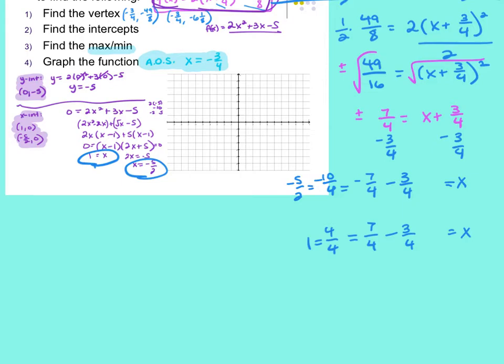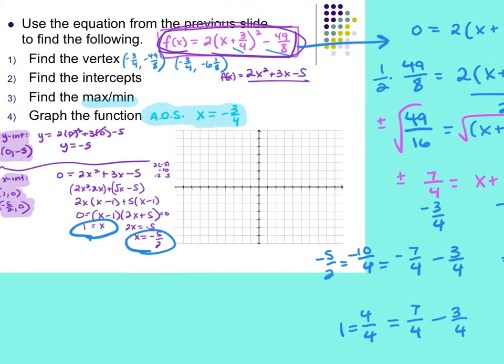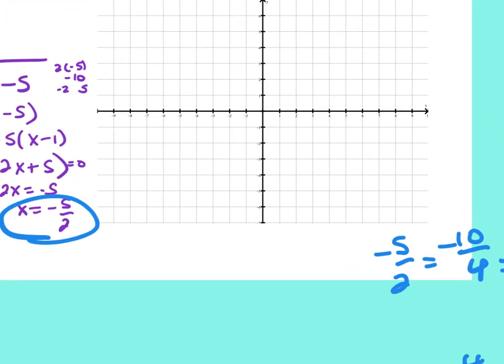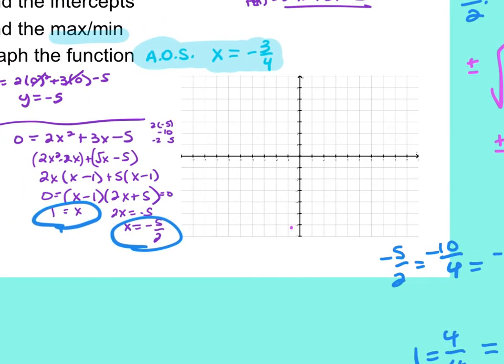Now I'm going to use all that information to graph my function. So I've got my vertex negative 3/4 and negative 6 1/8 about here. X intercepts at 1 and negative 5/2, which is negative 2.5 here. Y intercept at negative 5.